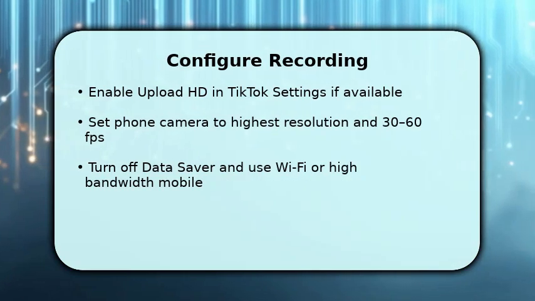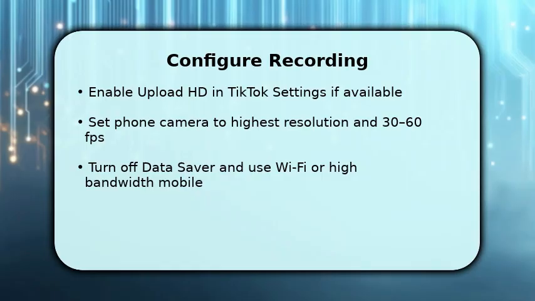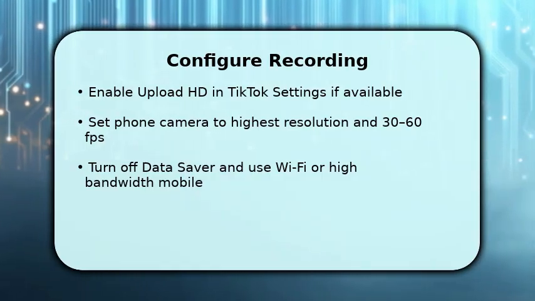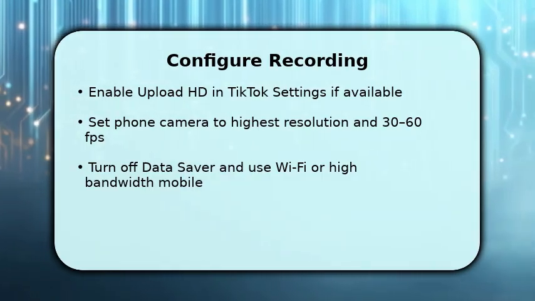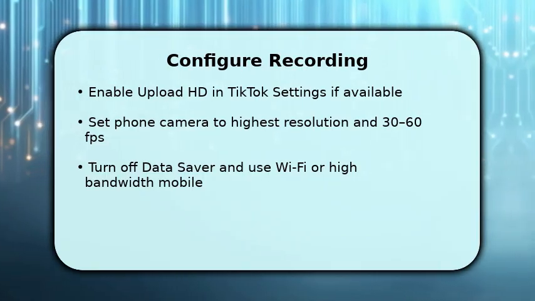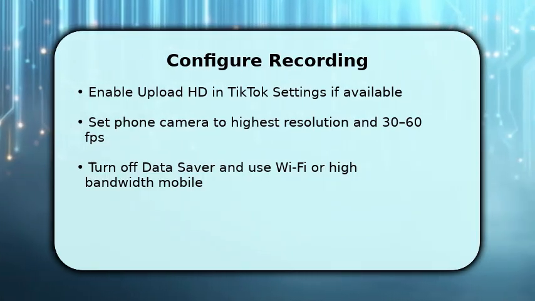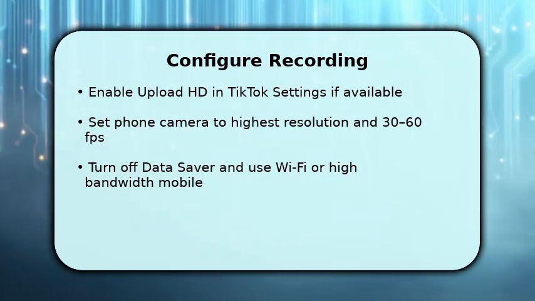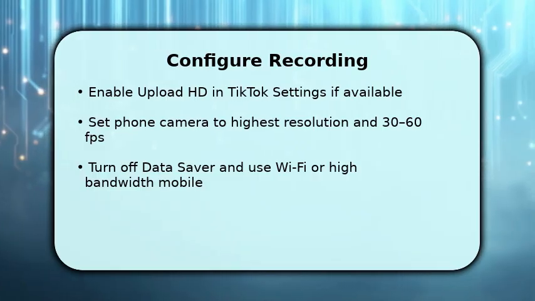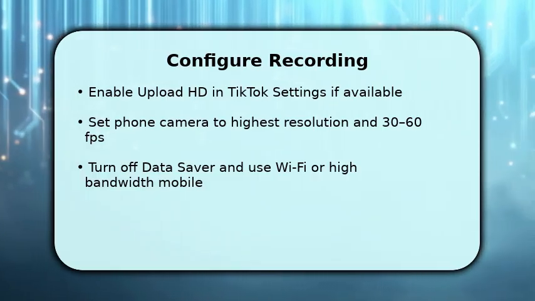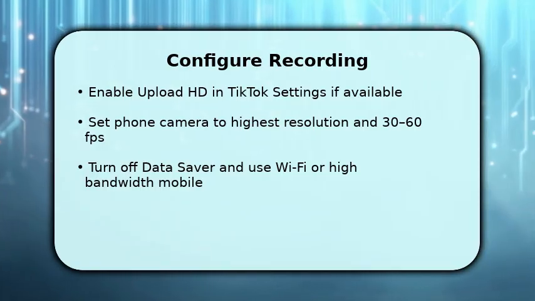Next, configure how TikTok records and uploads. In TikTok settings, look for Upload HD and enable it. This ensures full resolution uploads. Then open your native camera app, set video resolution to the highest available, and choose 30 or 60 FPS depending on stability. Higher FPS needs more light and CPU.